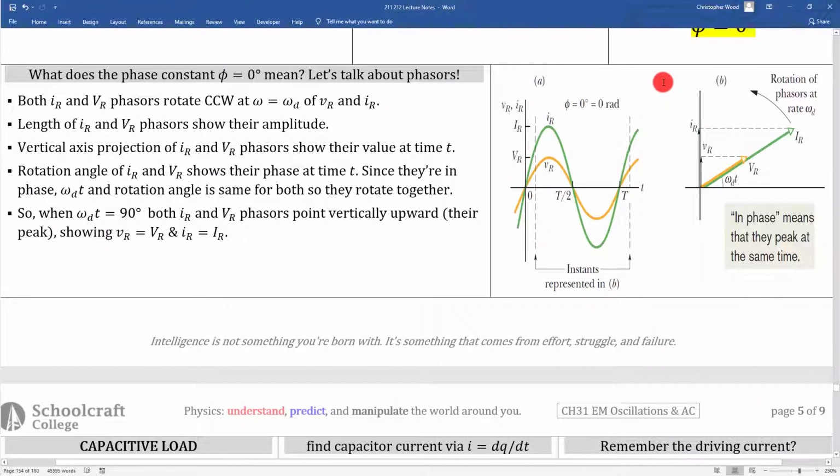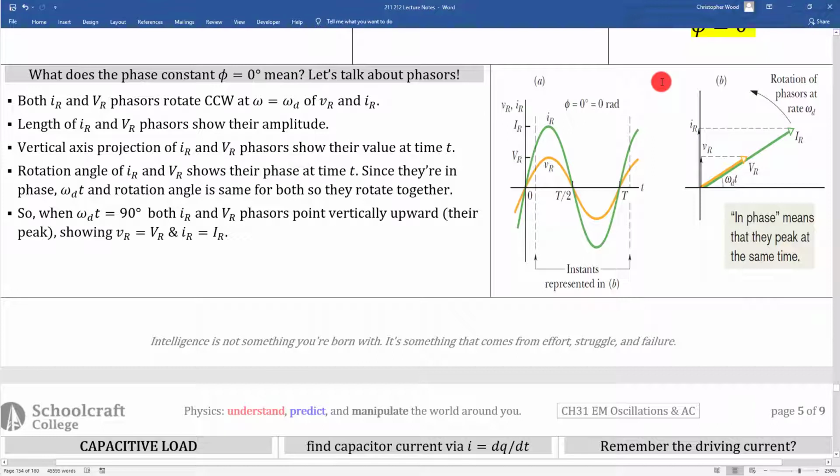This is a phase diagram showing the current phasor and voltage drop phasor on the same graph. By convention, these phasors rotate counterclockwise at this angular frequency, omega subscript D, which is the driving frequency of the EMF. You can see because they're in phase, the current phasor and the voltage phasor are lined up perfectly. Capital letter I subscript R refers to the maximum current amplitude. Capital letter V subscript R refers to the maximum EMF amplitude. At any point in time, the current flowing through the resistor is little i subscript R and is shown as a projection onto the y-axis.